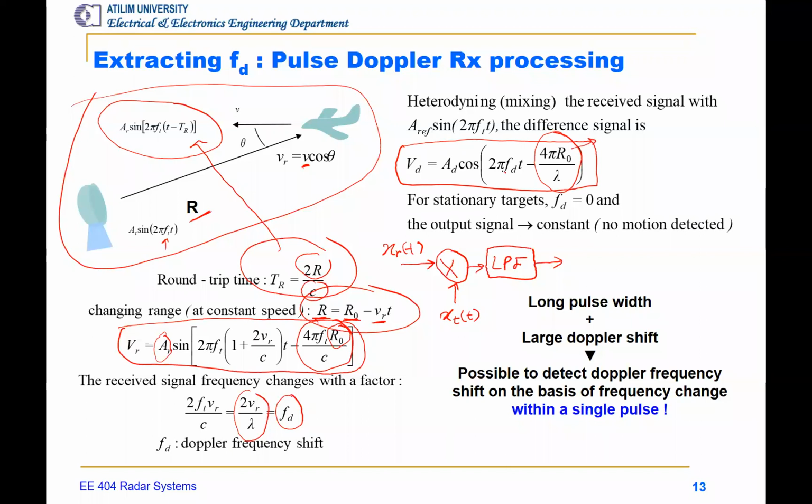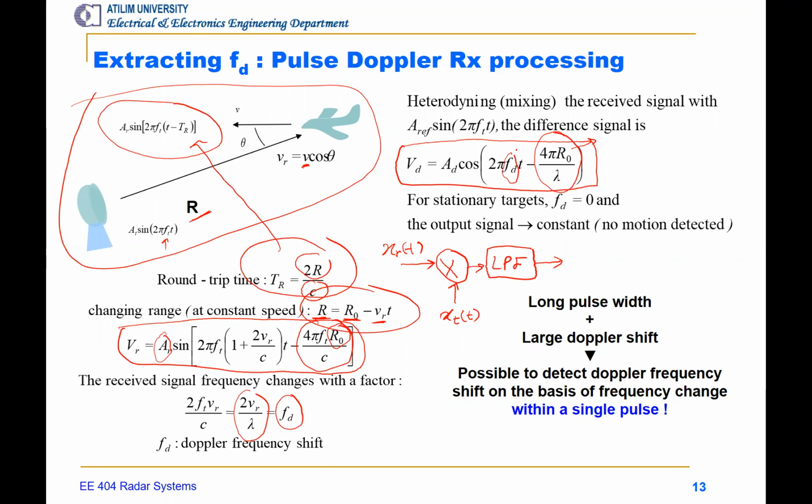And the difference signal, as you can see, is a sinusoid with frequency fD, the Doppler shift. So if the Doppler shift is zero, then the difference signal will become zero, which means that there is no phase variation, so there is no frequency variation, then there is no object, there is no target.